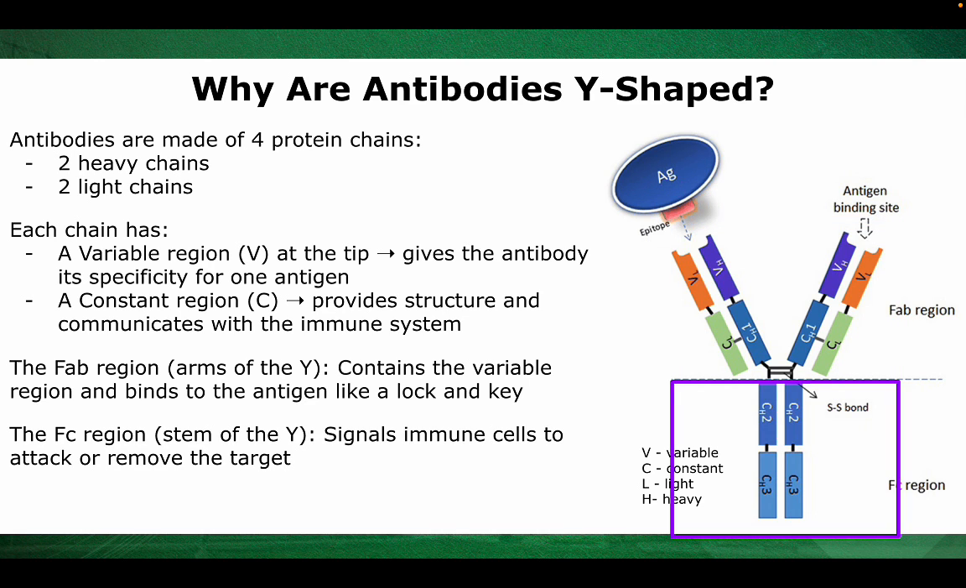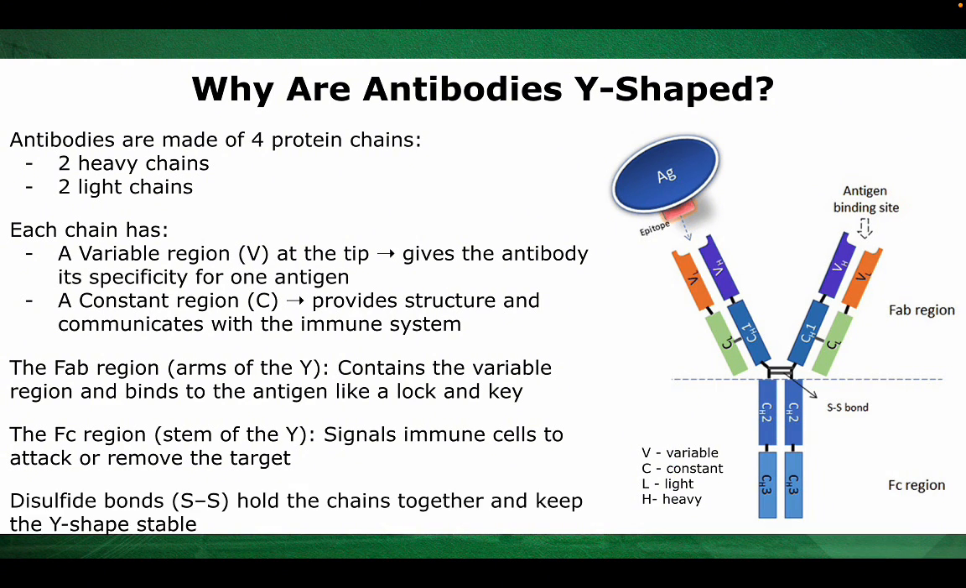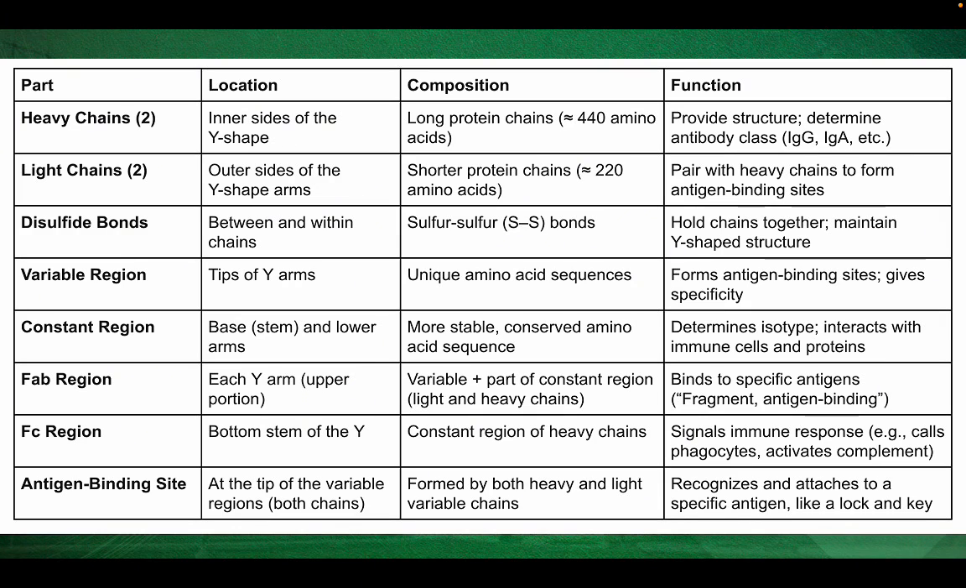The stem of the Y is the Fc region, or fragment crystallizable. It doesn't grab the enemy, but it sends signals to the rest of the immune system, calling in other cells to attack or clean up the threat. And of course, the disulfide bonds. They hold the chains together and keep the Y shape stable. Basically, the Y shape allows antibodies to grab specific invaders or antigens at the tips and call for help at the base. Here's the table comparing the different parts of the antibodies.